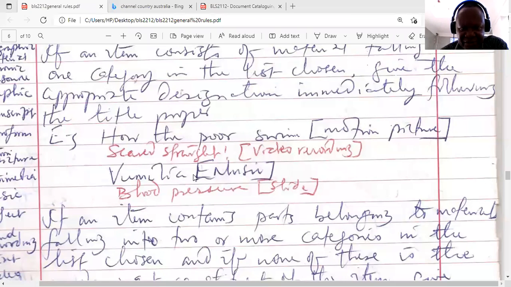Vumilia, everybody knows this is music. Of course, this is music by Chameleon. So this is the title proper, but this would be the GMD, telling you what Vumilia is. So the GMD was in one way telling you what kind of material you are looking at. Then the third one is blood pressure, and this is a slide. Maybe it is a PowerPoint slide.